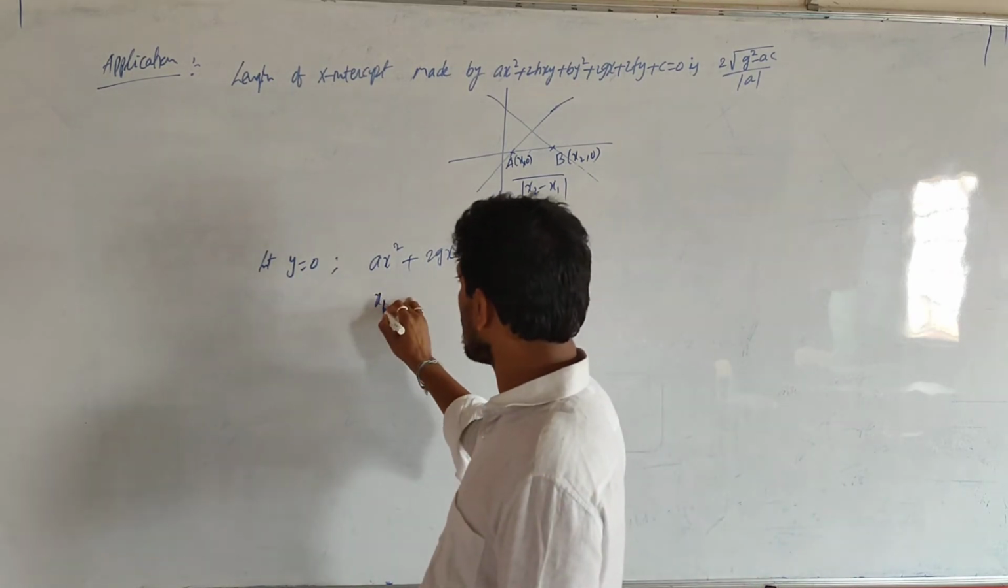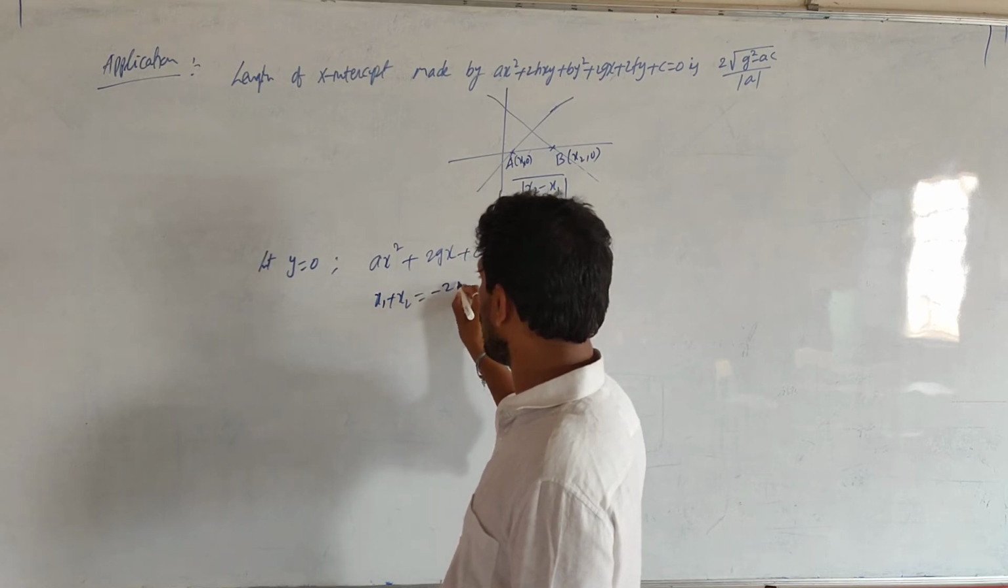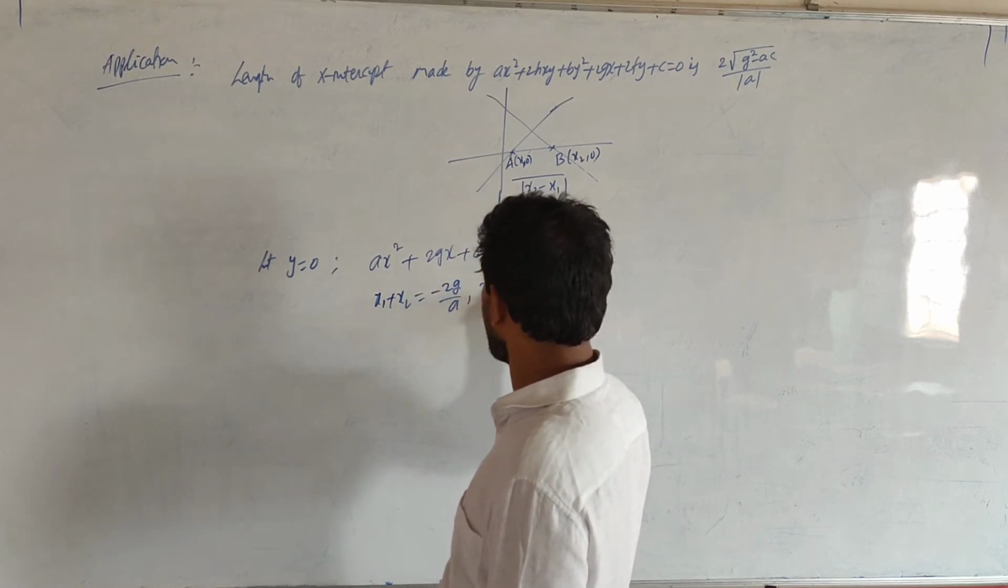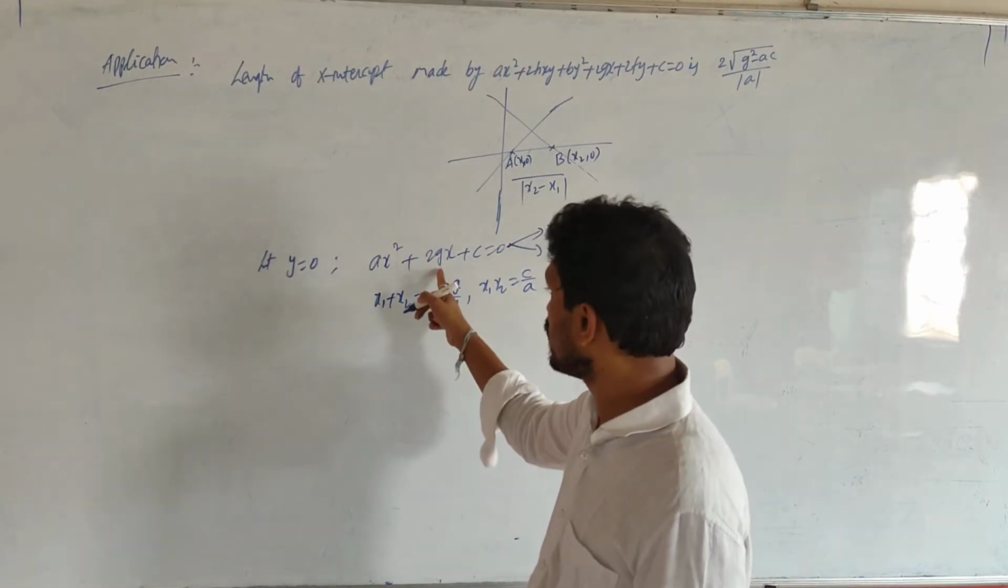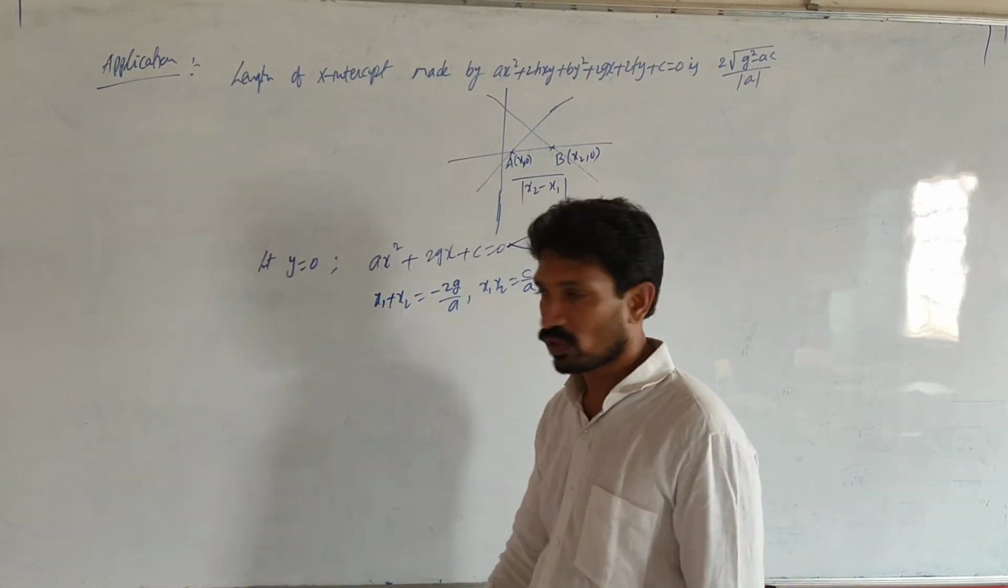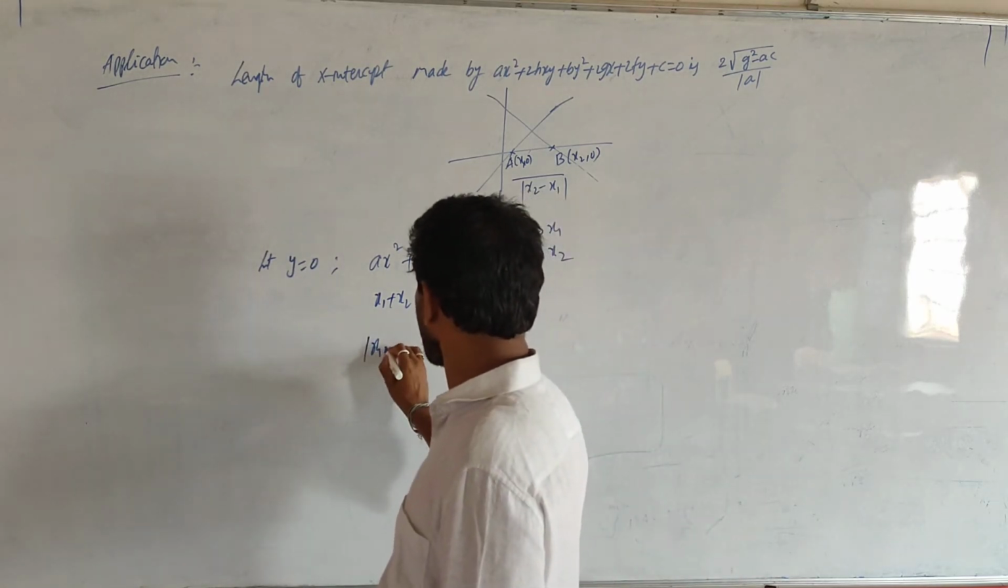Okay. See, what is the sum of the roots? x1 plus x2 is equal to minus 2g by a, and x1 x2 is equal to c by a. Sum of the roots, product of the roots: minus b by a, c by a. So what we need to find out? Modulus of x1 minus x2.